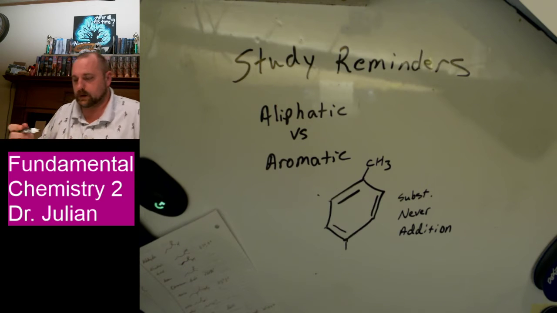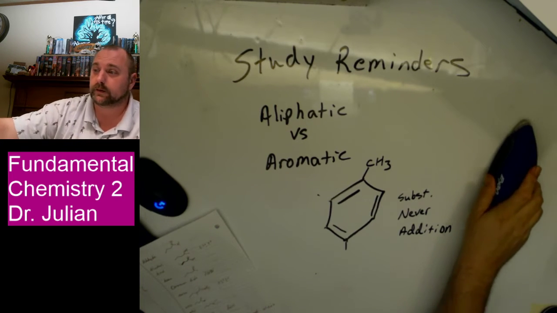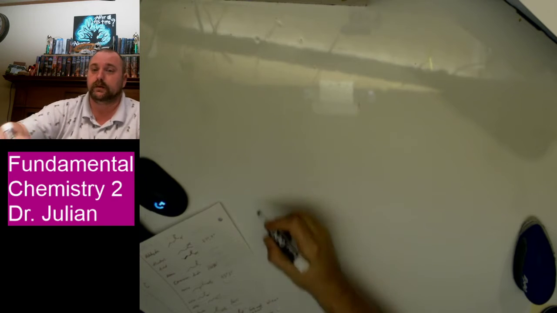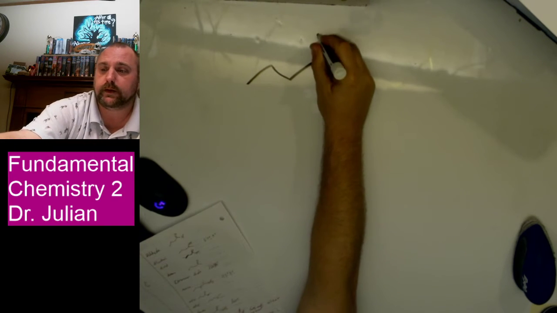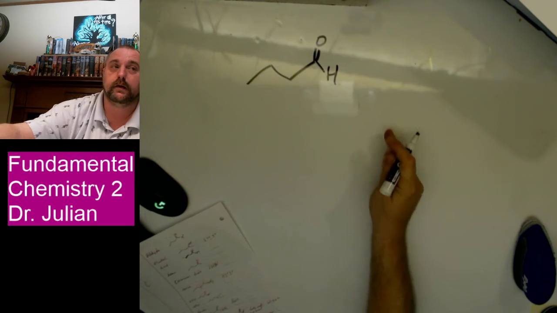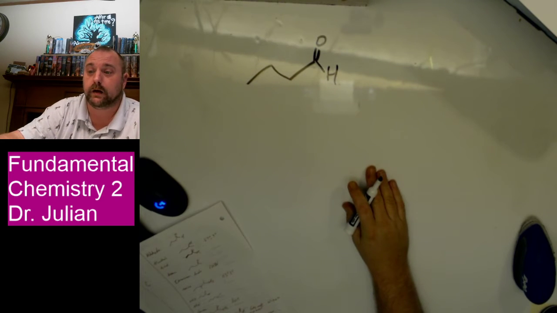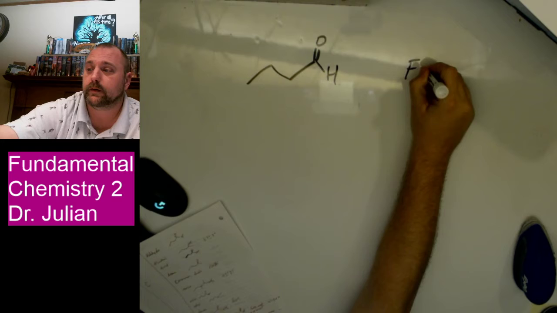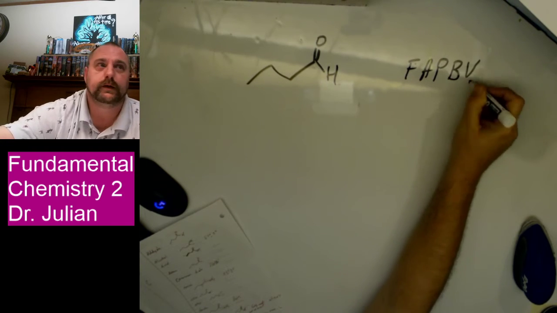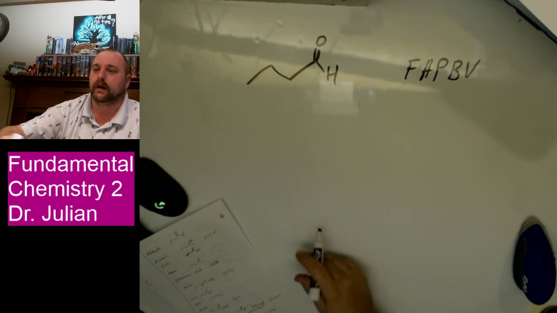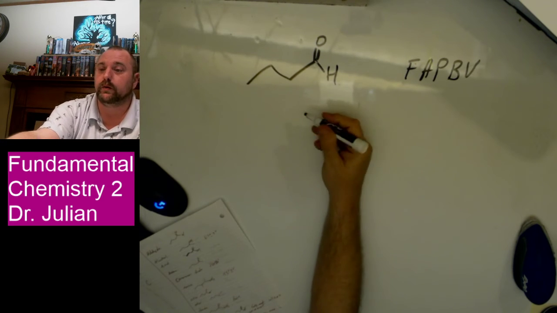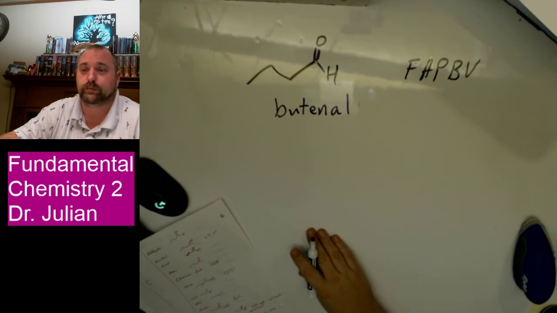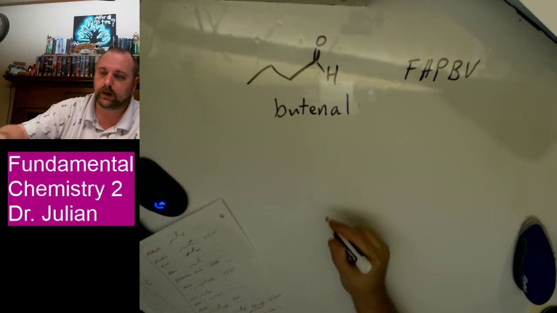We had lots of classes of compounds, so we'll definitely have discussions on stuff like that. That's an aldehyde. Be prepared to name it. For the ones less than 5, be able to do the common names for our F, A, P, B, V. 1, 2, 3, 4, 5. So this one, 1, 2, 3, 4, would be butanal with an AL or butyraldehyde. That's always a fun one to say.